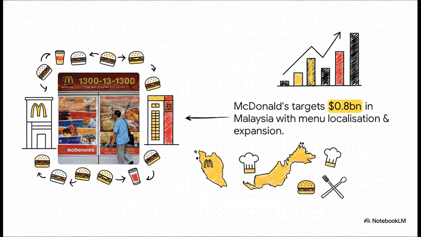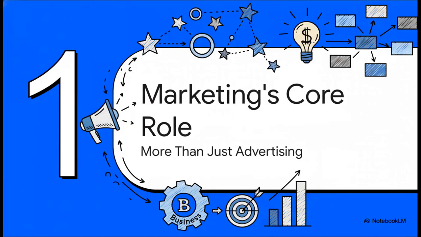Okay, to really see marketing in action, let's start with a great real-world example, McDonald's in Malaysia. Their growth there has been pretty impressive, and it's all driven by really clear objectives like expanding their stores and, this is the crucial part, localizing their menu. Keep this example in the back of your mind, because we'll come back to it to help explain some of the core marketing ideas. So, let's start with the absolute basics.